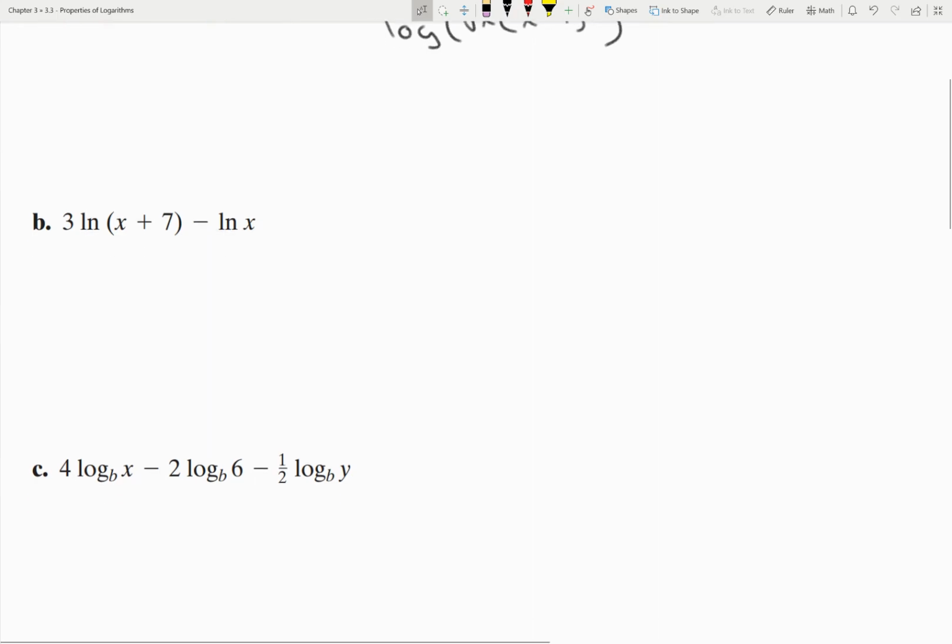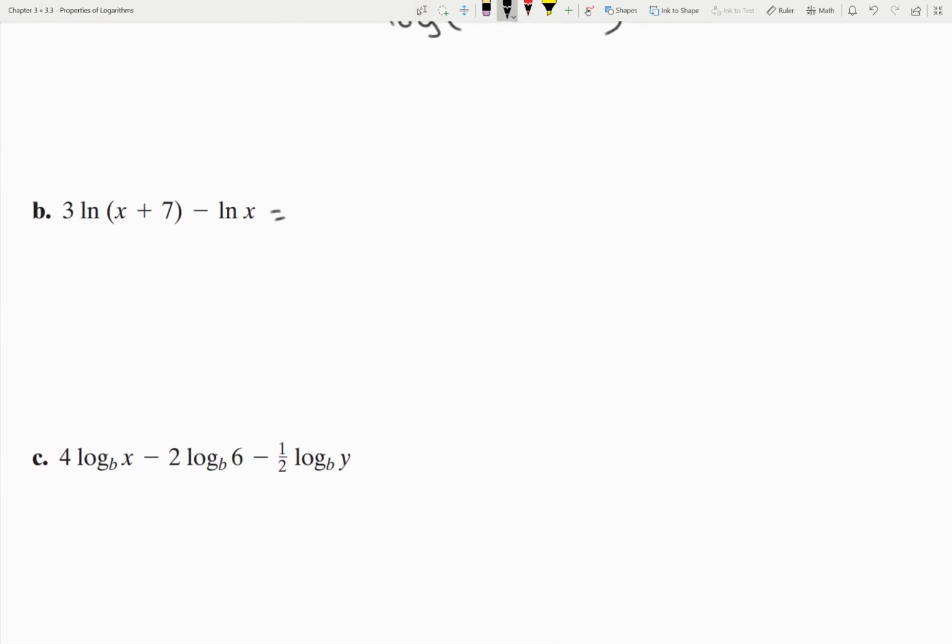For part B, we get that it turns into the natural log of x plus 7 to the 3rd power minus the natural log of x. And then to combine it into one logarithm, it turns into x plus 7 to the 3rd power over x. When you're done condensing, you should only have one logarithm, right? You should only use the word logarithm one time.